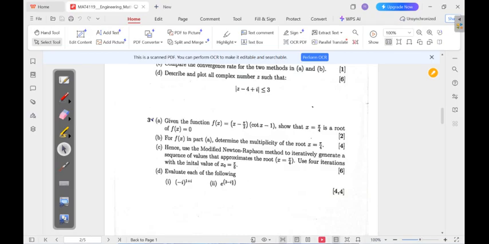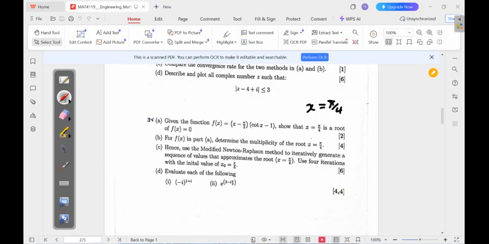So question 3a says, given the function f of x, which is this part right here, we have open bracket x minus pi over 2 close, open cotangent x minus 1. So we have to show that x equals pi over 4 is a root for f of x equals 0. Okay, so part b is asking us to determine the multiplicity of the root x equals pi over 4.